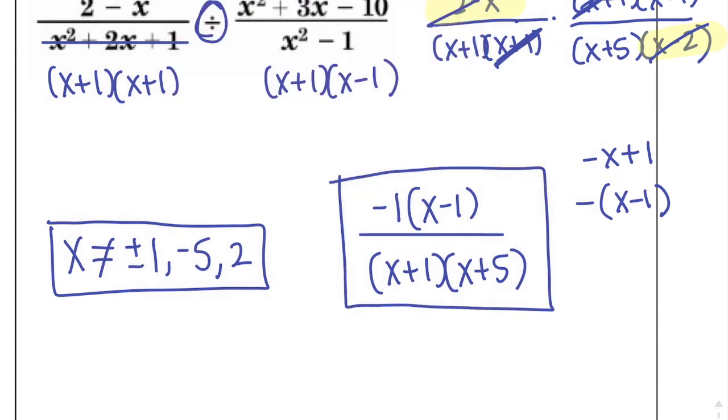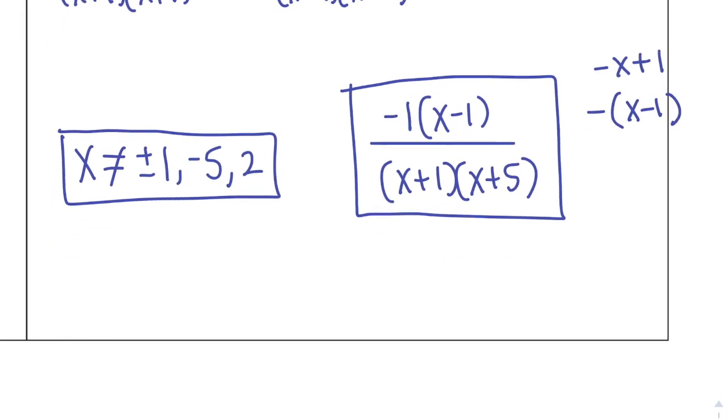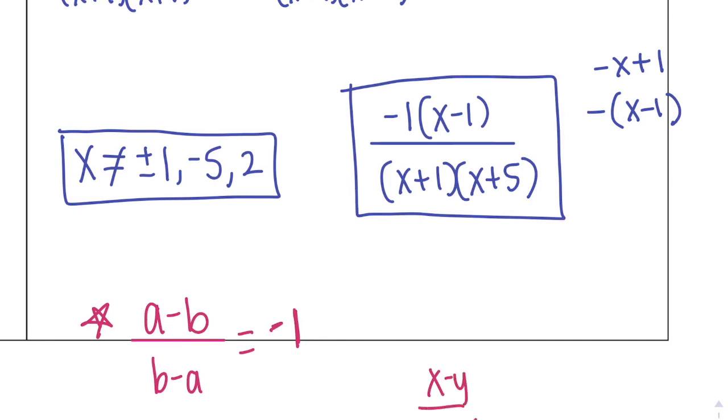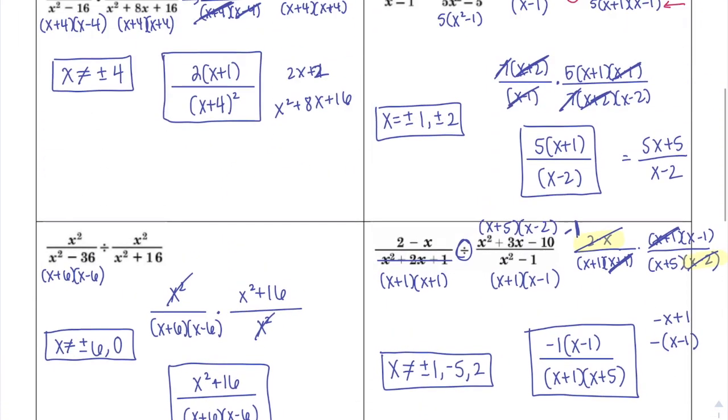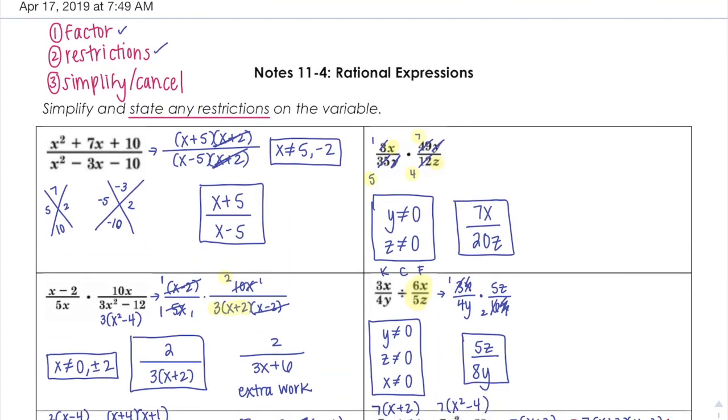So don't forget, watch out for difference of squares, but also watch out if you have a minus b over b minus a, that's going to simplify to negative 1. Remember, x minus y, y minus x, n minus 7, 7 minus n. Any of those would cancel out to negative 1, but only with subtraction. And that's simplifying, factor, restrictions.